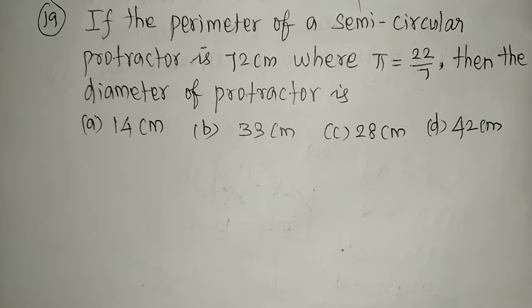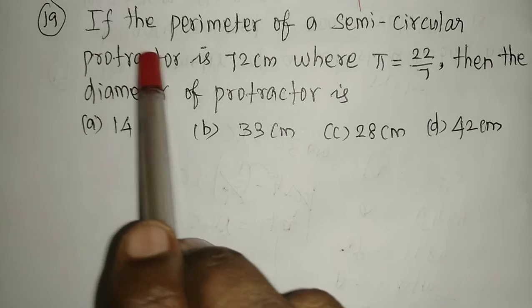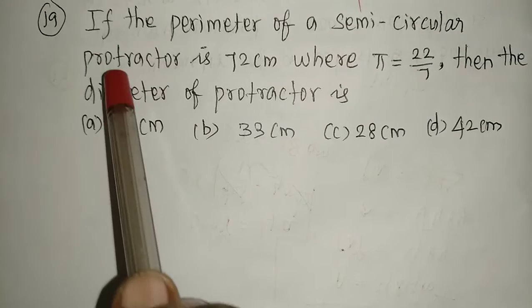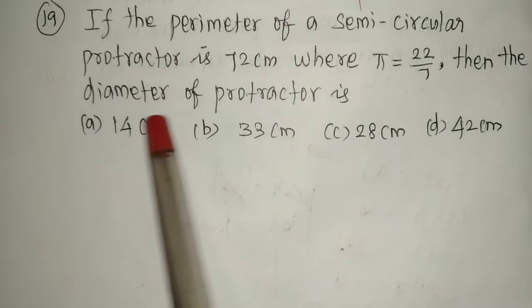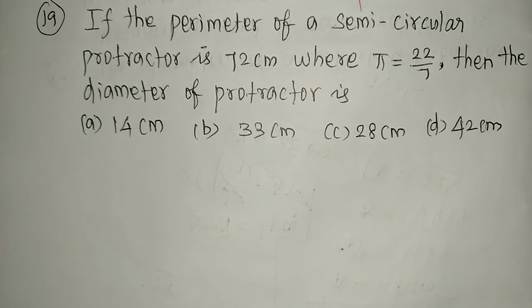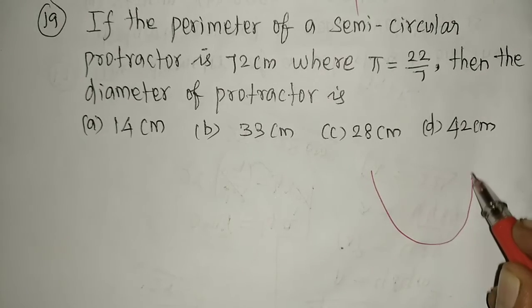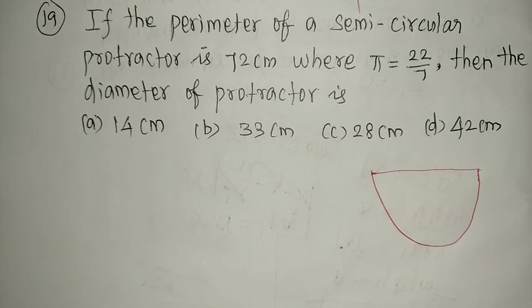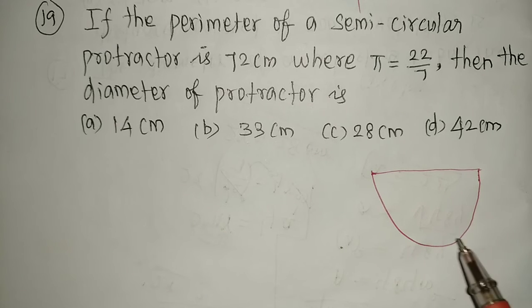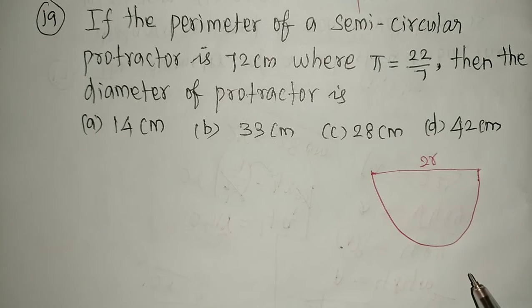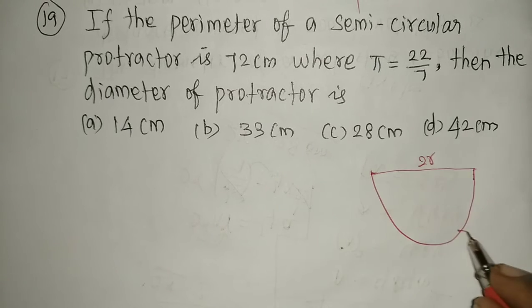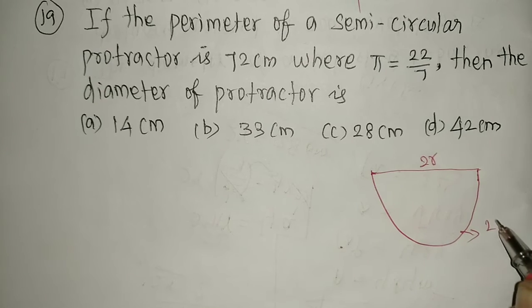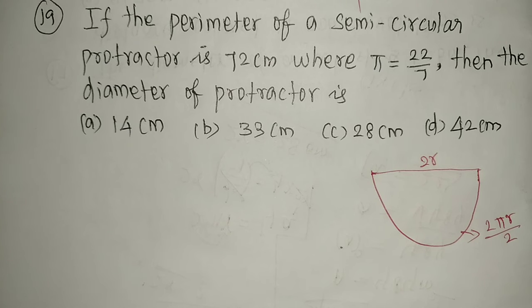Okay. Question number 19. If the perimeter of a semicircular protractor is 72, where pi is equal to 22 by 7, then the diameter of the protractor is what? So a semicircular part you will get like that. Suppose this is a semicircle. They say perimeter of the semicircle, in the sense this is the diameter, and this length is half of the circumference. Circumference formula we know is 2 pi r, half of the circumference, divided by 2. This is the concept.